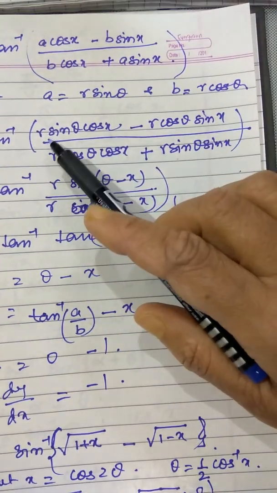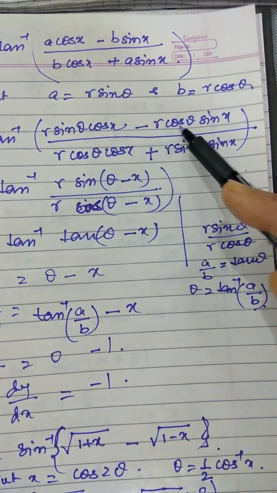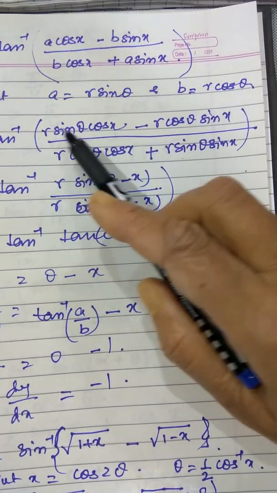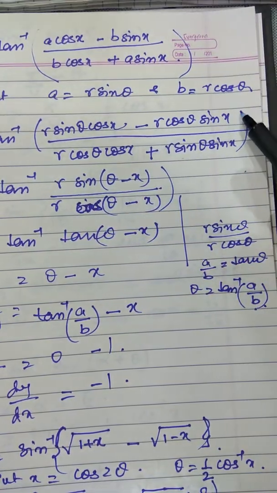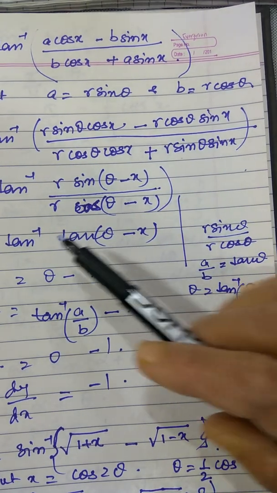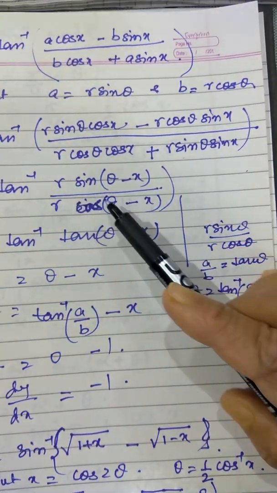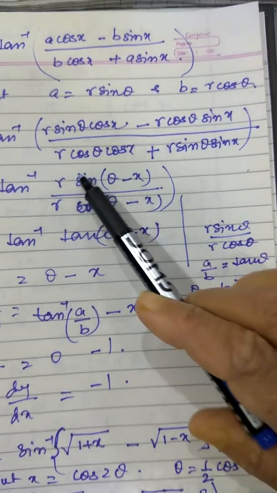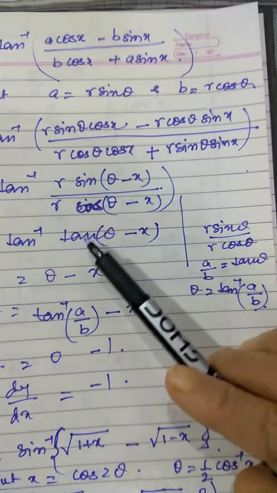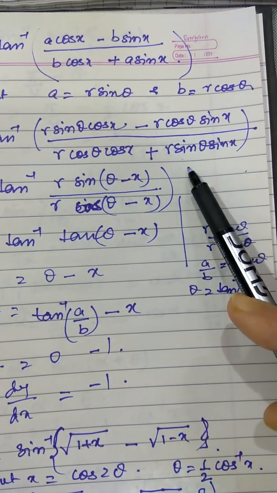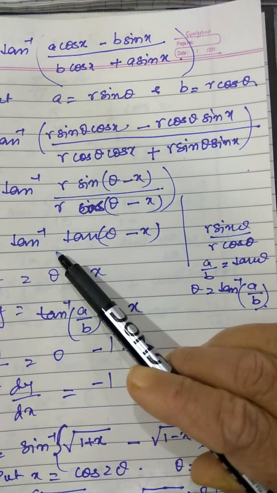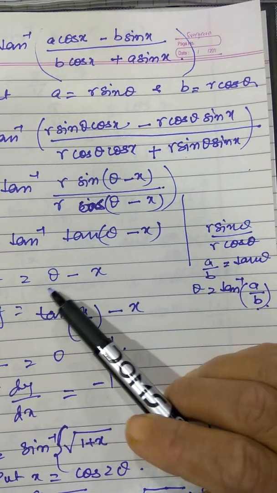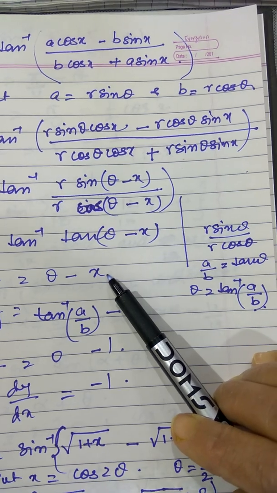So this is tan inverse of (r sin theta cos x minus r cos theta sin x). R is a common factor. Sin a cos b minus cos a sin b is sin(a minus b). So this is tan inverse of r sin(theta minus x), and in the denominator we will get r cos(theta minus x). So this is now tan inverse tan(theta minus x). So y is theta minus x.